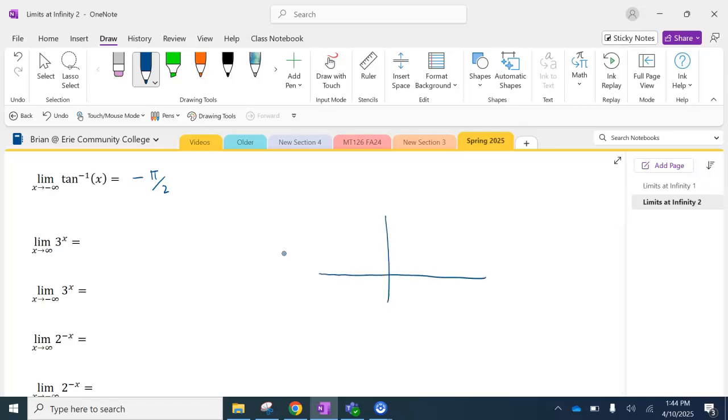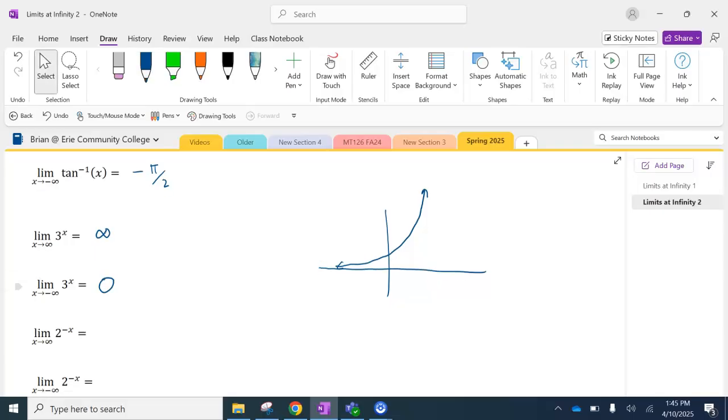The base being positive, it's going to be exponential growth, up to the right, down to the left, and therefore our limit is going to be non-existent, or we're going to say infinity as x approaches positive infinity. It's going to be 0 as x approaches negative infinity.